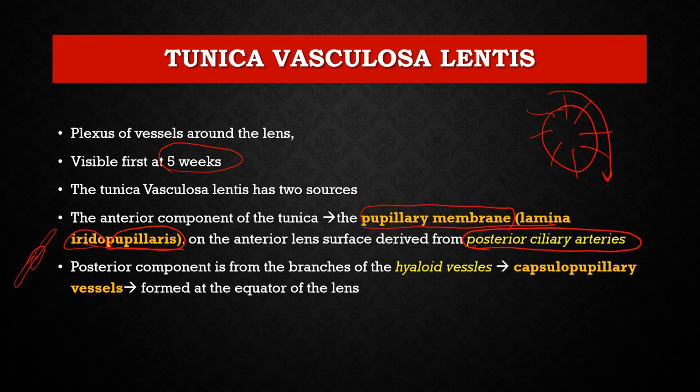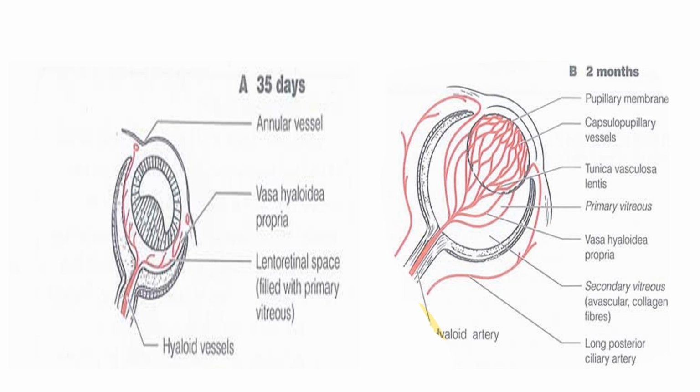Now, the posterior component of the tunica vasculosa lentis, that is beyond the equator and behind the lens, is formed from the hyaloid vessels, and they are going to form the capsulopupillary vessels, okay, because they're supplying the posterior part of the capsule at the equator and posterior to it, right? So that is the tunica vasculosa lentis.